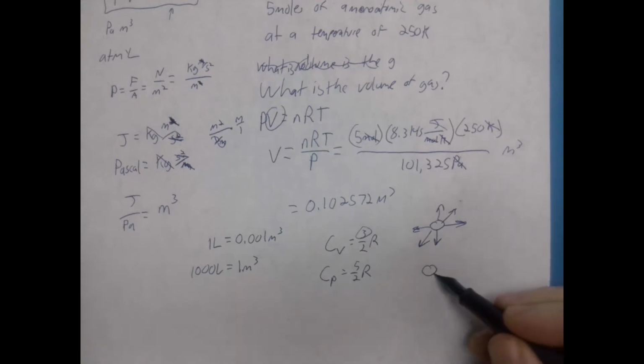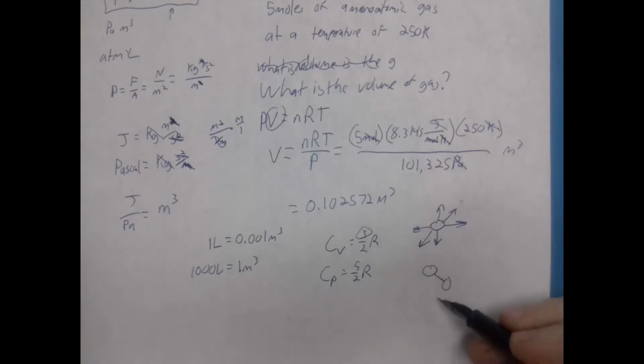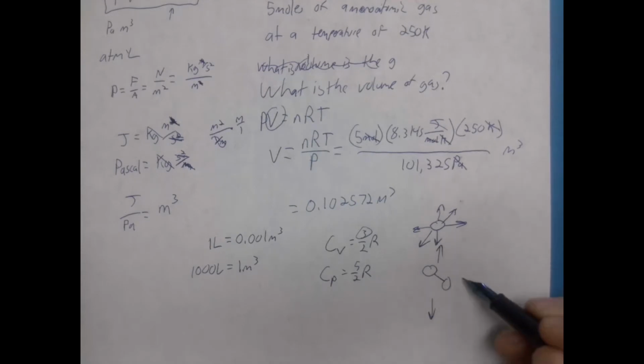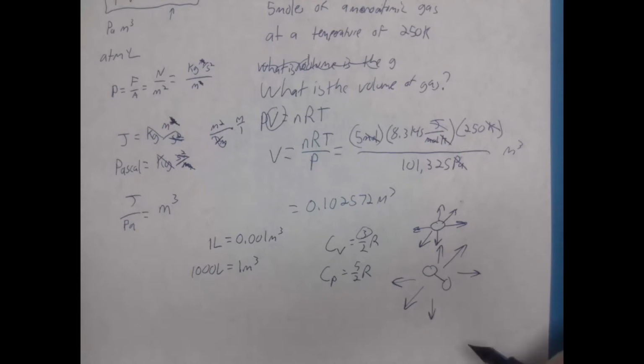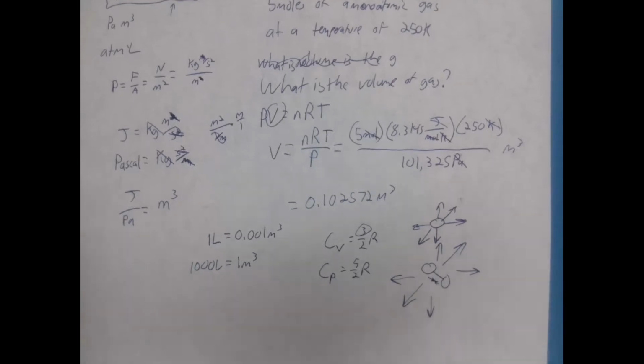Let's look at diatomic. Well, we have the same ways. It can move up and down. It can move right to left. It can move forward and backward in space. But it can do something else. It can vibrate toward itself. So it can oscillate toward itself. And rotations and other stuff. Basically, what this means is the kinetic energy can be in other forms. Other directions.